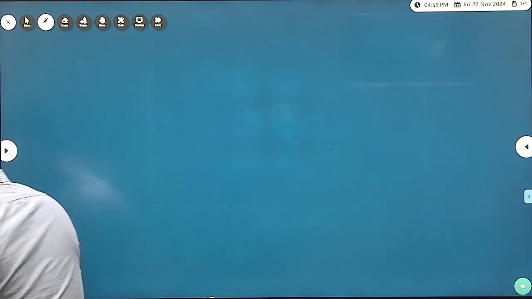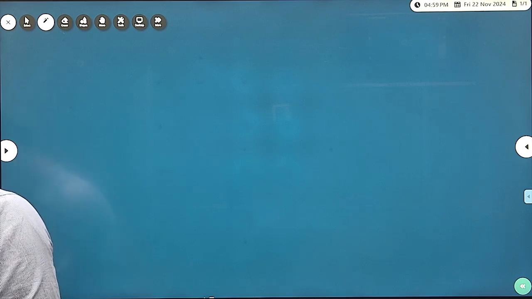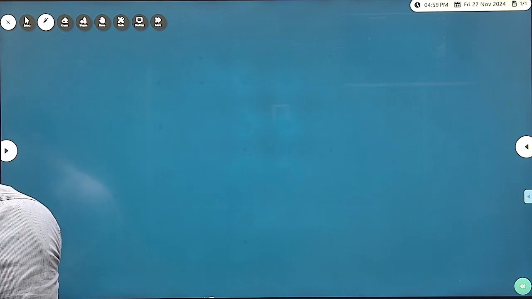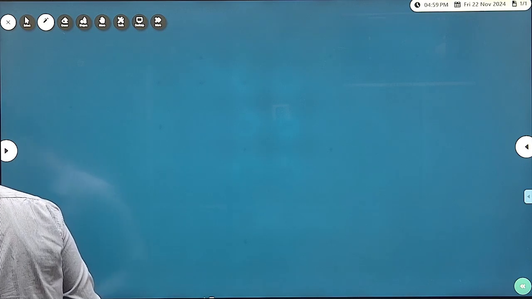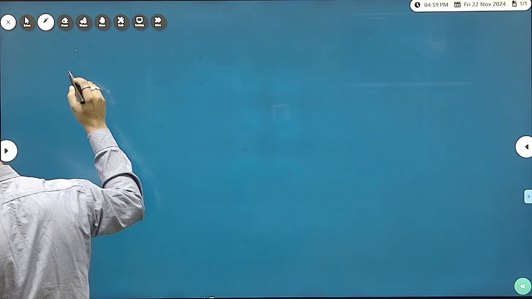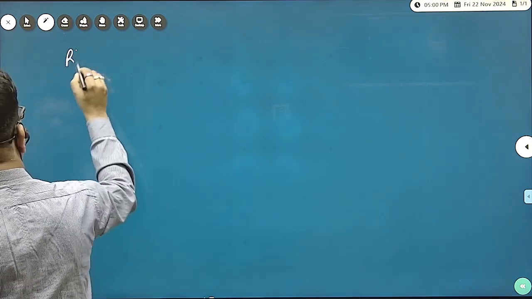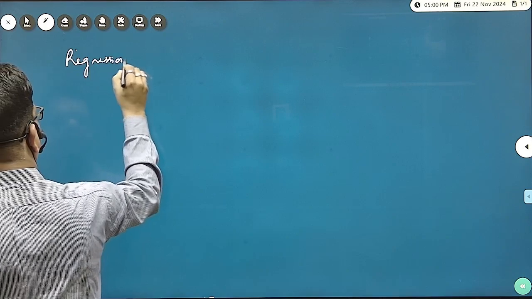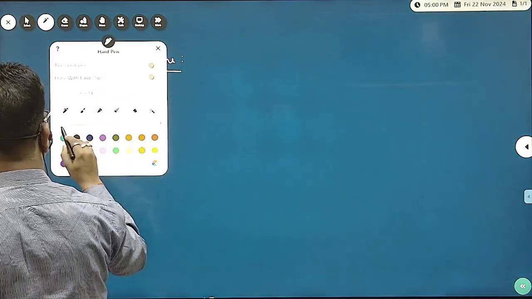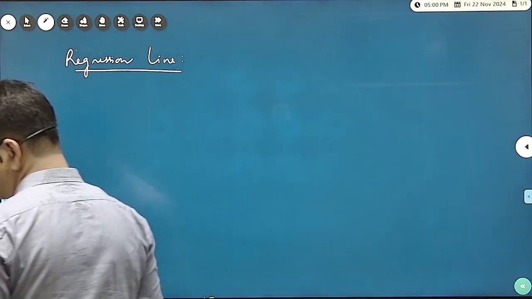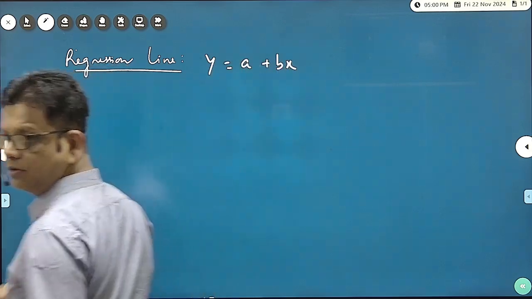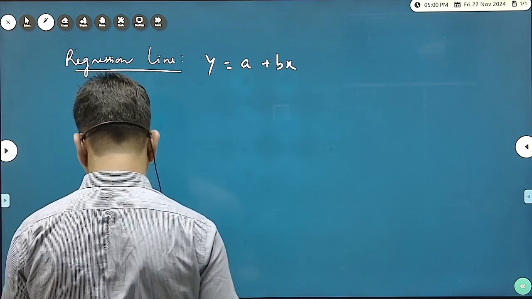So we completed regression line. It was like this. I'll just give an example, then you'll understand what the last topic was. So we have done regression line. It was y equal to a plus bx. Do you remember? Yes. So it was y equal to a plus bx.